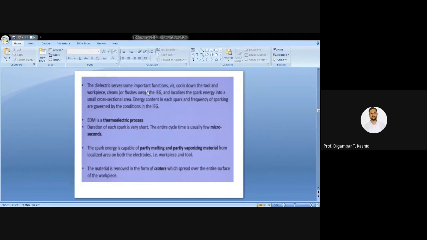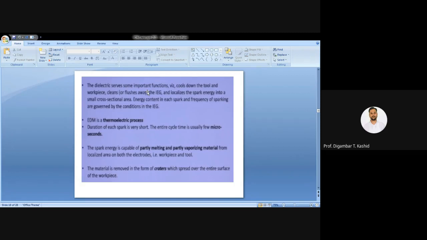And when a spark is generated, due to the huge amount of heat, it melts the material of the workpiece. So this dielectric removes whatever heat is generated from your tool and the workpiece. And the dielectric fluid flows in between the interelectrode gap.